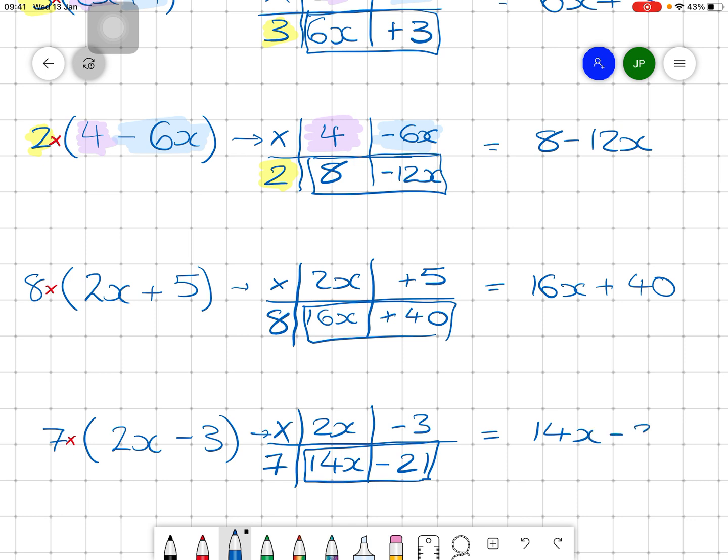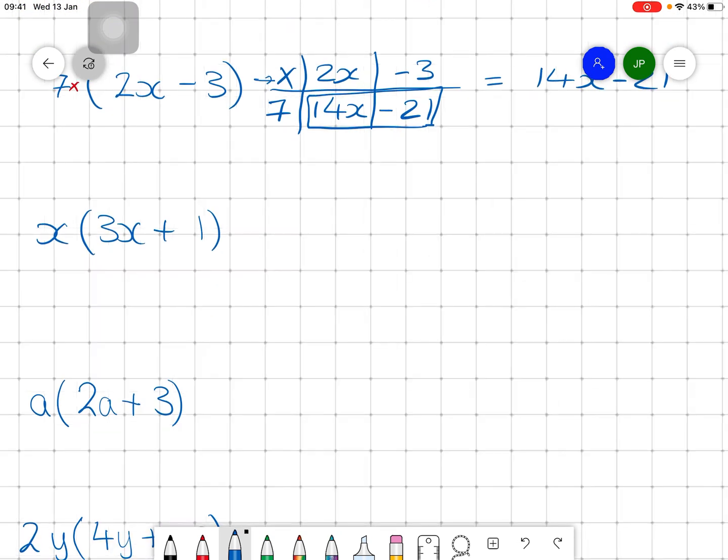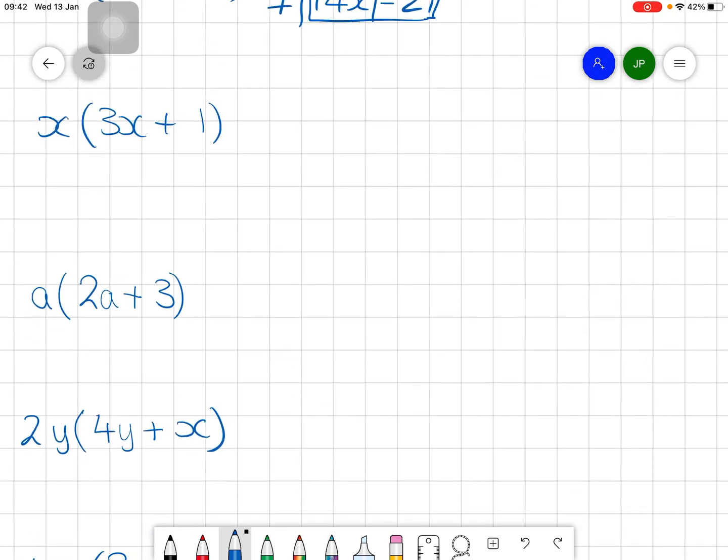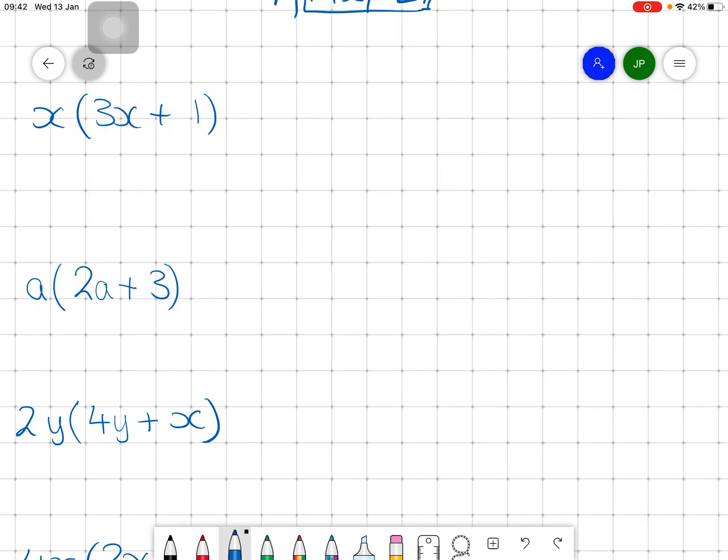14x subtract 21. Okay, so that's when we've got numbers outside. The next ones I just want to have a look at is where we've got some letters outside. Okay, now our process does not change at all. We go through exactly the same thing. We just need to be a little bit more careful with when we're multiplying our algebra together. It still means multiply, so we're still going to use our grid to help us.